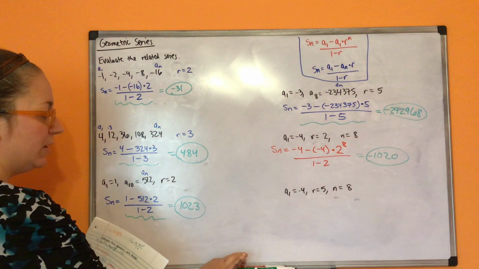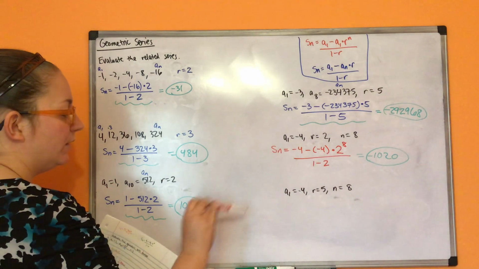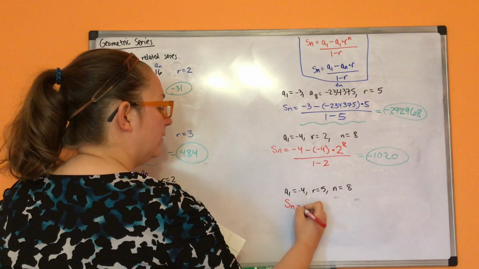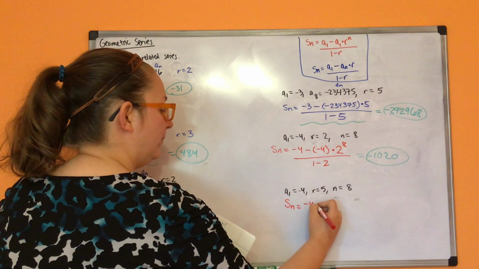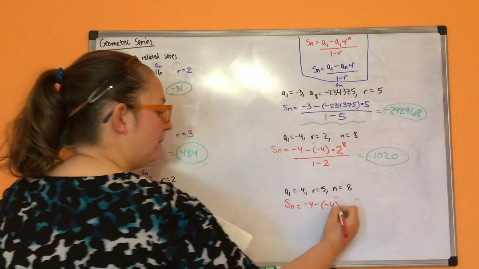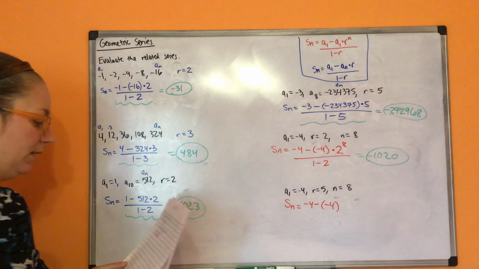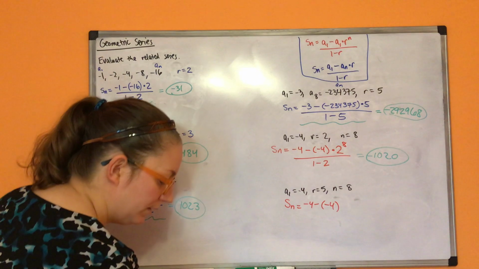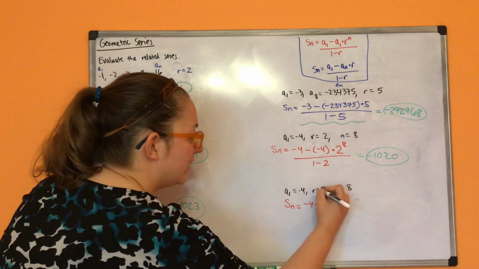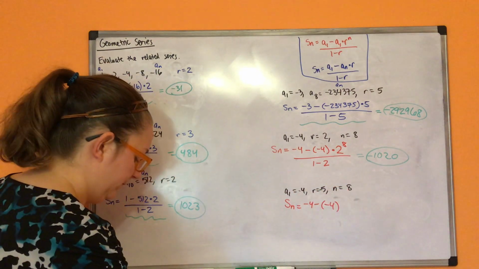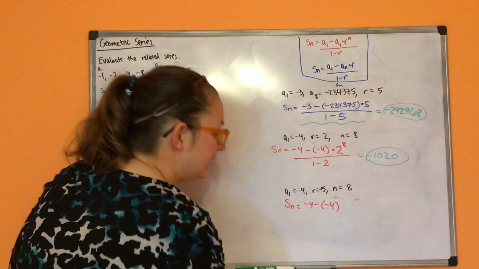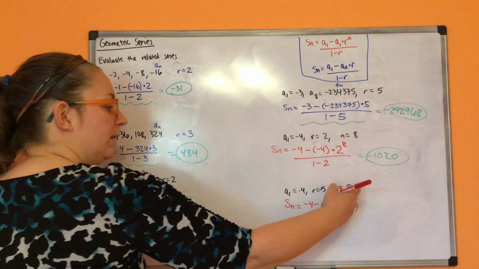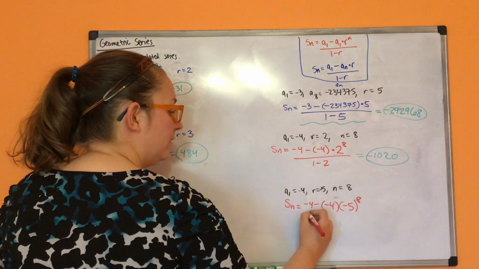Last but not least, same scenario. They've given us A1, R, and N, which is all the ingredients we need for the red formula. A1 is negative 4 minus, since A1 is negative, I'm going to put it in parentheses once again, negative 4 times, oops, I meant to write a negative sign here. R is not 5, R is actually negative 5. My bad. Since R is negative, I'm also going to put that in a parentheses. And then 8 is my N.